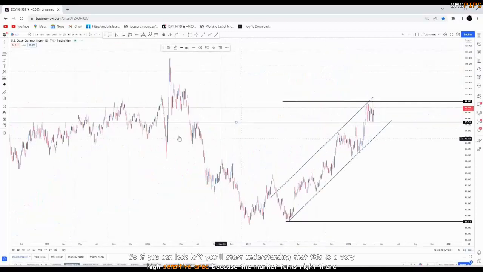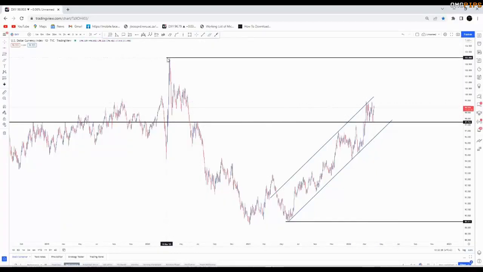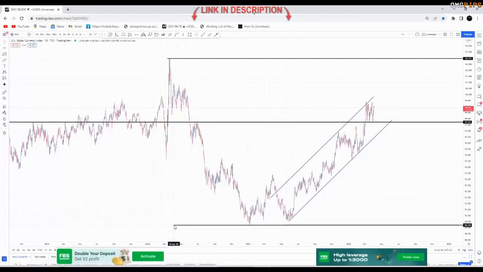If you look left, you'll start understanding that this is a very highly sensitive area, because the market turned right there, turned here, turned here as well, and now it has started respecting this level over here. In that nature, something is really ringing in my head, and it's saying our new highest high will have to be this highest zone over here, and then this will be our lowest low, right?